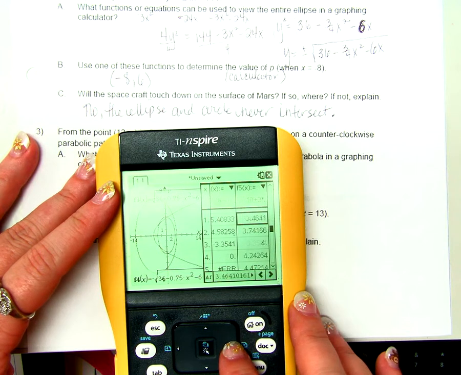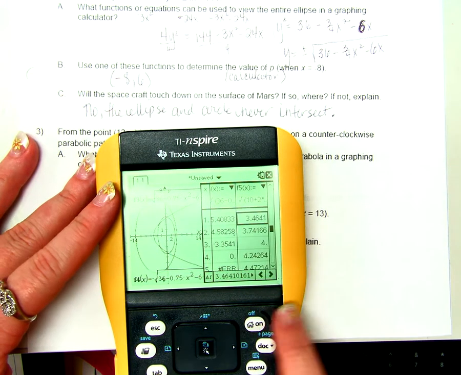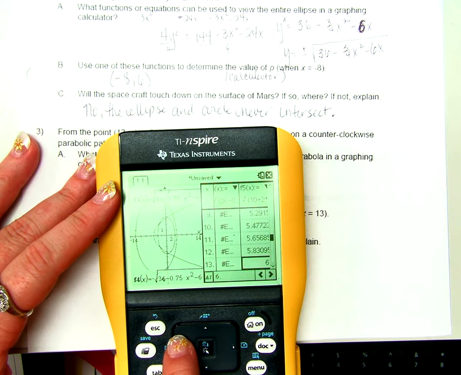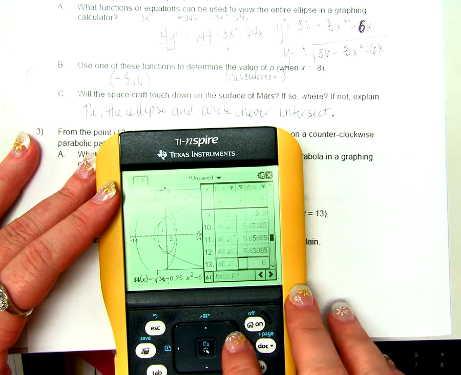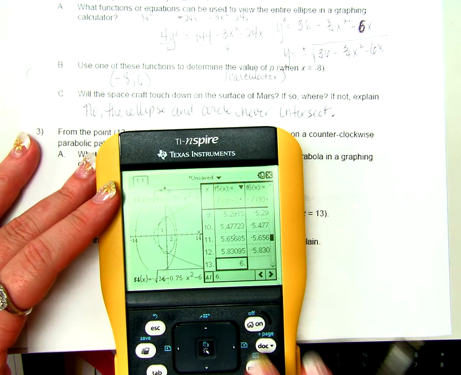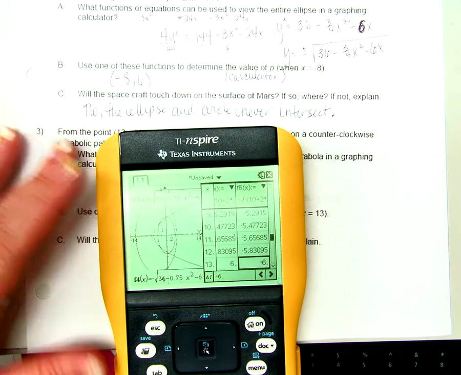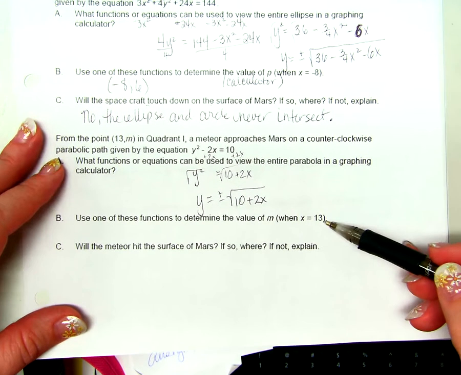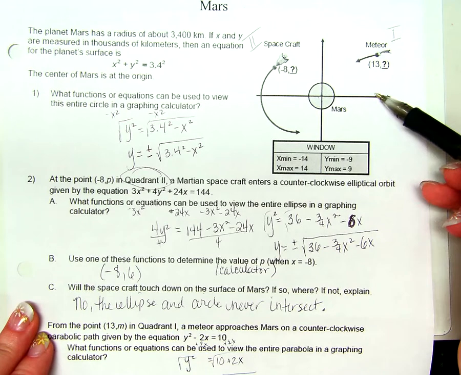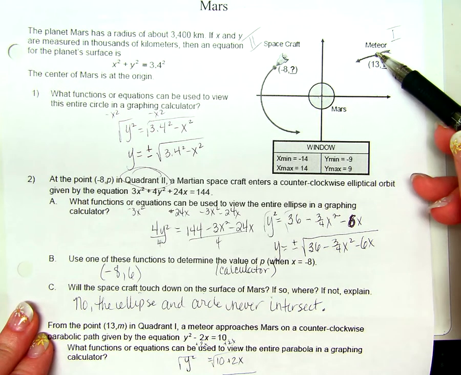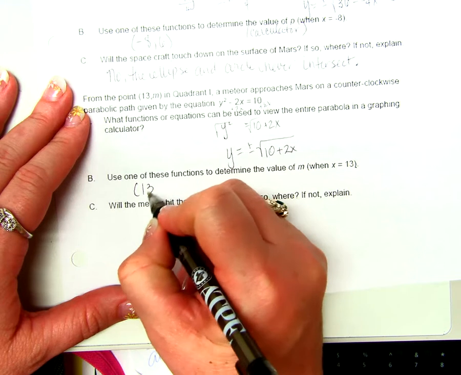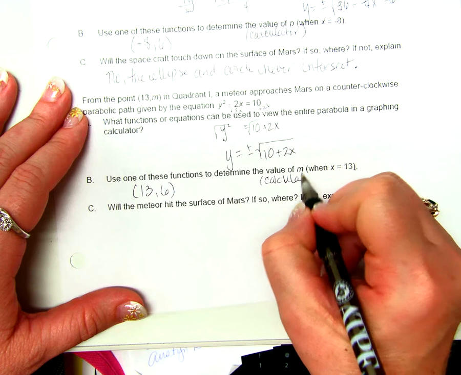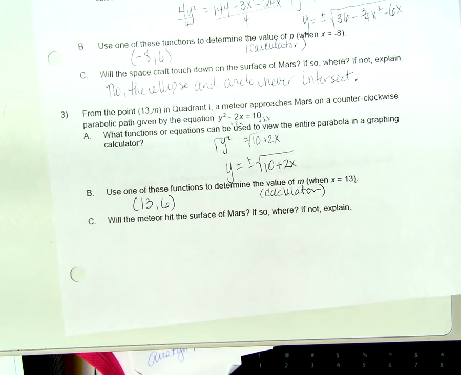We're looking at 4 or 5, right? F of 4 or F of 5. And we're looking for x is 13. Oh, excuse me. Thank you. F of 5 or F of 6. I either have 6 or negative 6. Right? Which one is it? What quadrant are we in? We're in quadrant 1, so I've got to go 13 and 6. 13, 6, and again, I figured that out by using the calculator, correct?